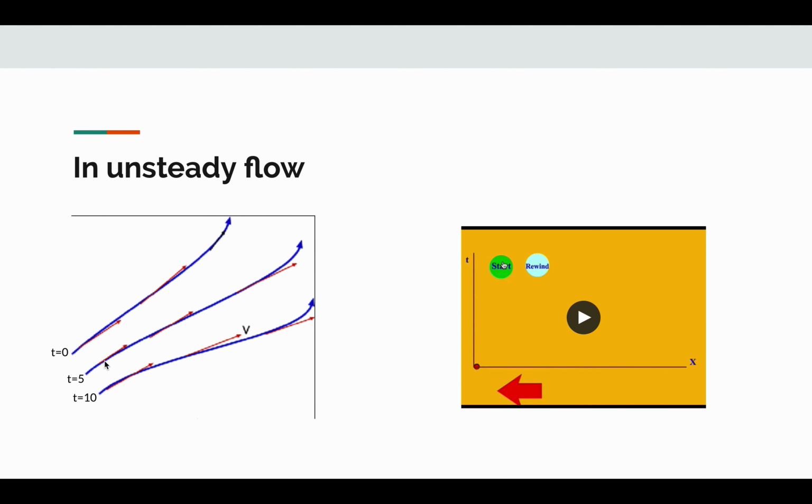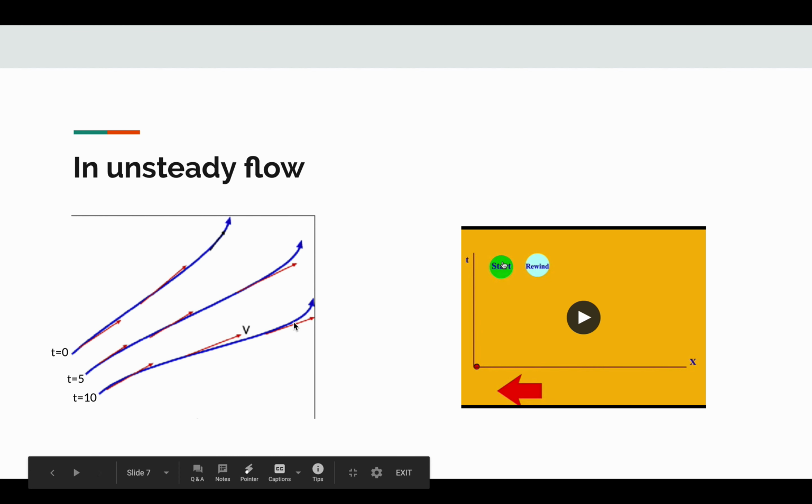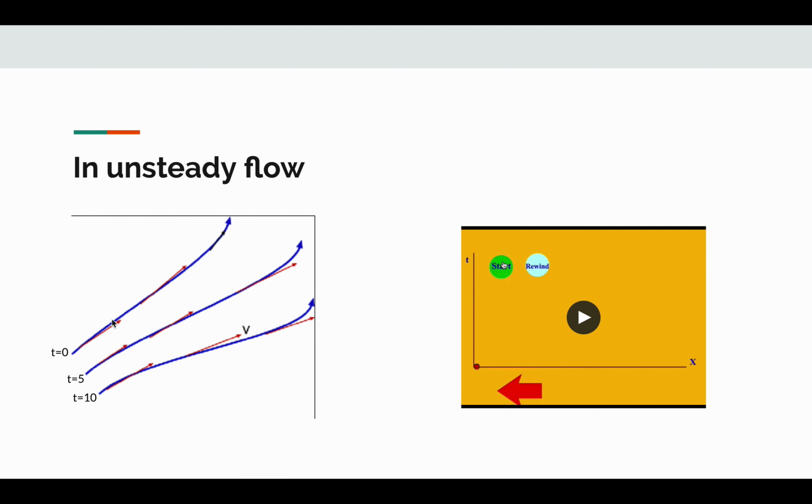the velocity field will change, which will change the streamline, and so on. At t equals 10, it changes again to this line here. Keep in mind that these three lines are all at different times. So you will not see this at the same time.